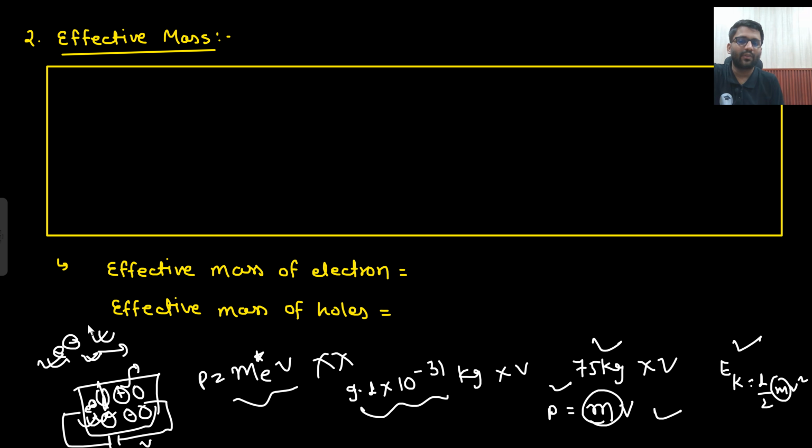Now I am saying that this electron is moving with the velocity of v and this electron is also moving with the velocity of v. So I will say the momentum of this one will be mv and the momentum of this one will also be mv. No, here the concept of effective mass will come into action.